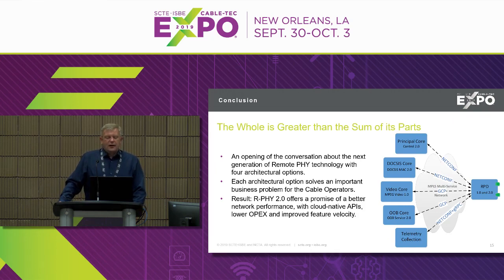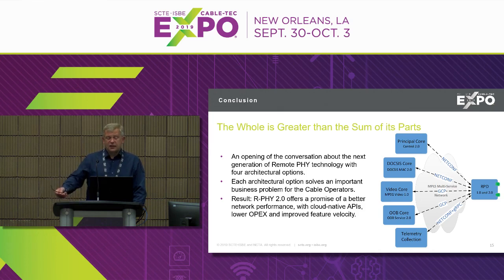So in conclusion, Remote PHY 2.0 presents a set of architectural options. The whole is greater than the sum of its parts. It's an opening for a conversation about the next generation of Remote PHY technology, with 4 options explained in the paper and 4 other options mentioned in the paper. We internally at Cisco have about a dozen of those architectural features that we are considering.